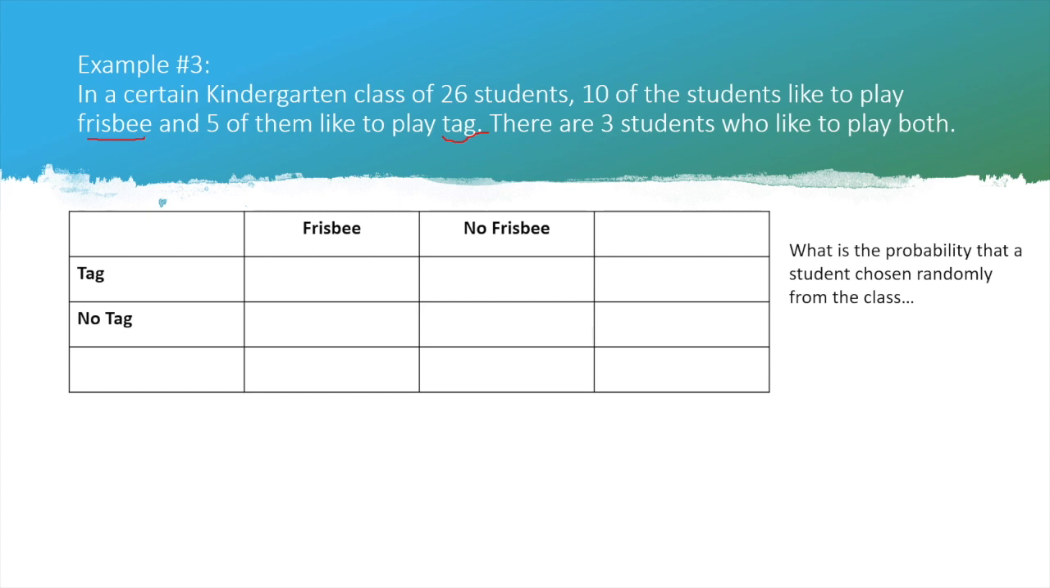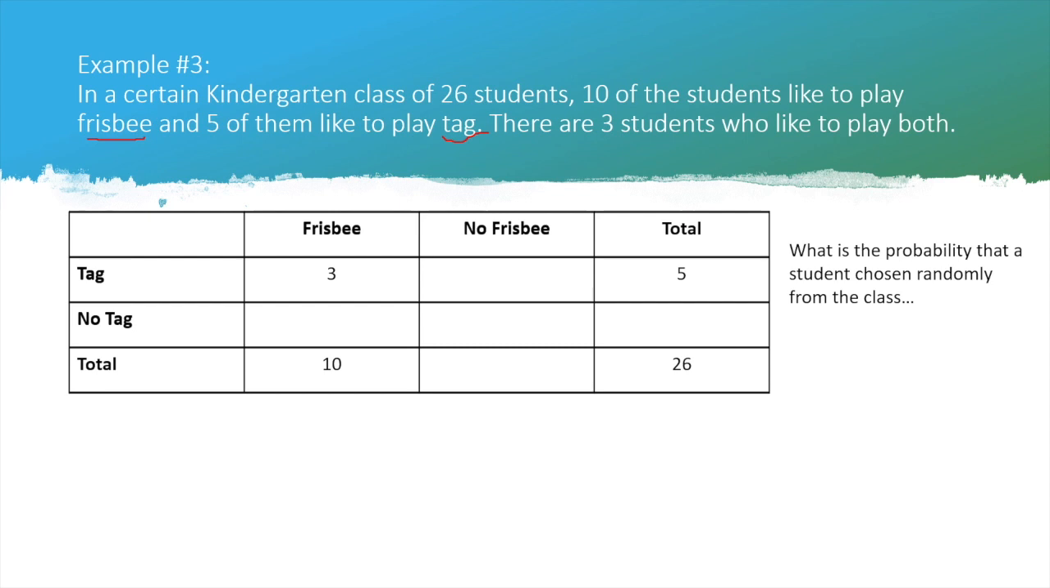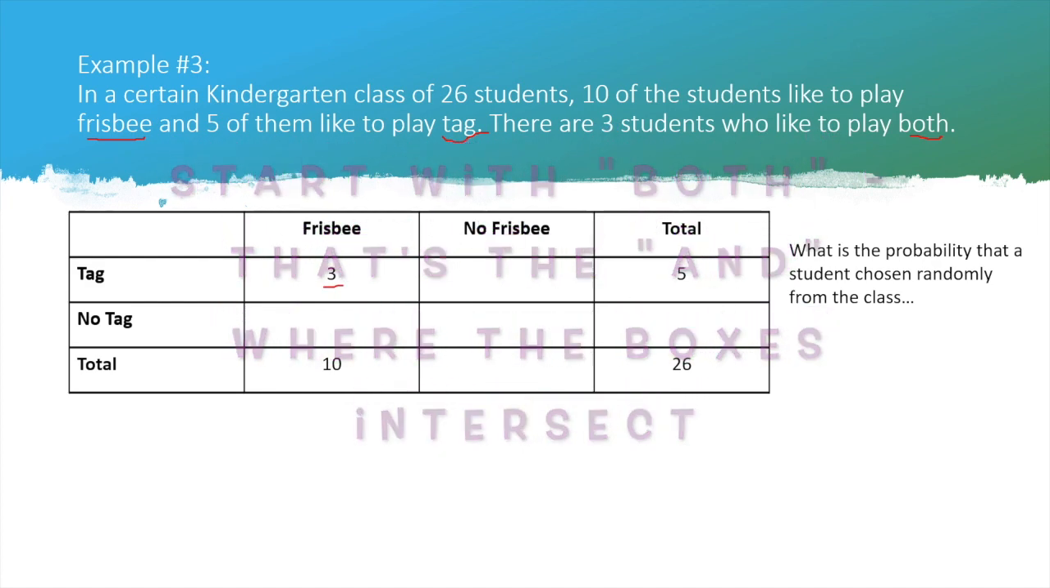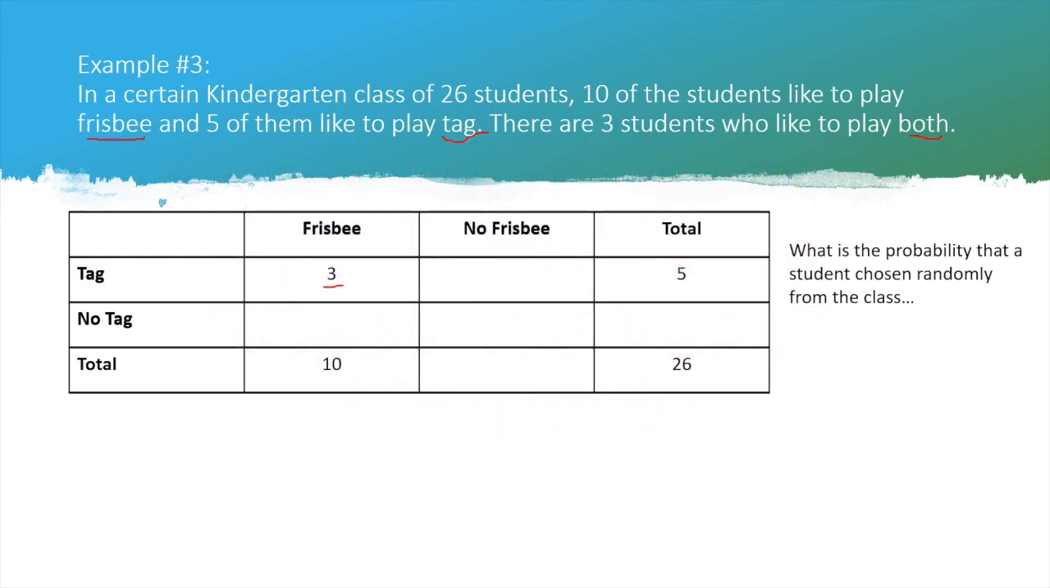And then I start filling in my table with what they gave me. The next thing is, I know I have 3 students who like to play both. Well, both, that's the and problem. So that's where I have Frisbee intersects with tag right here. So that's where the 3 goes. And then 10 of my students like to play Frisbee. So 10 total, that's down here in the total section.